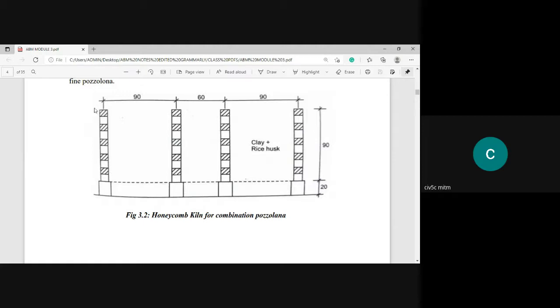On above the concrete base, they are going to construct a 90 centimeter height annular honeycomb brick structure, and this is a wire mesh. They are going to place the wire mesh in order to get a uniform burning process. Is it clear? Later on, they are going to stack the clay and rice husk in alternating layers, in such a way that the clay width will be less and the rice husk width will be more. So in that way, they are going to lay them alternately.